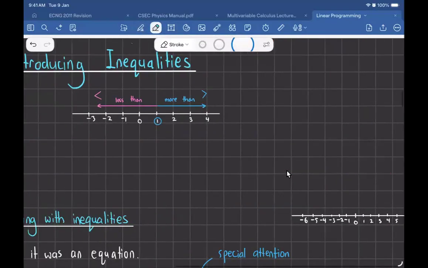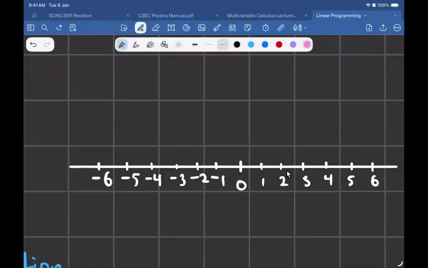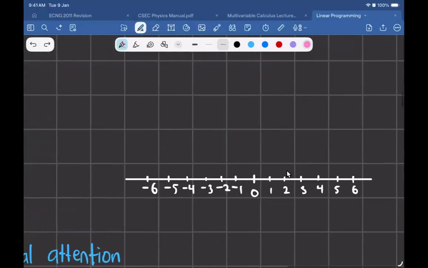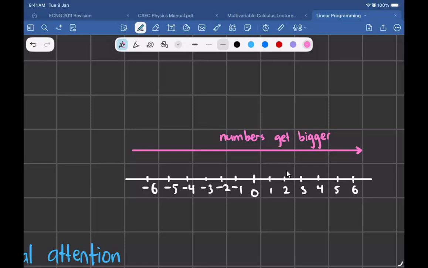So let's look at the number line now. Priscilla, what would be bigger, -6 or -2? -2 would be bigger. Generally speaking, when you go to the right, the numbers get bigger. And Priscilla, if you go to the left, are the numbers getting smaller or bigger? Smaller. Right.